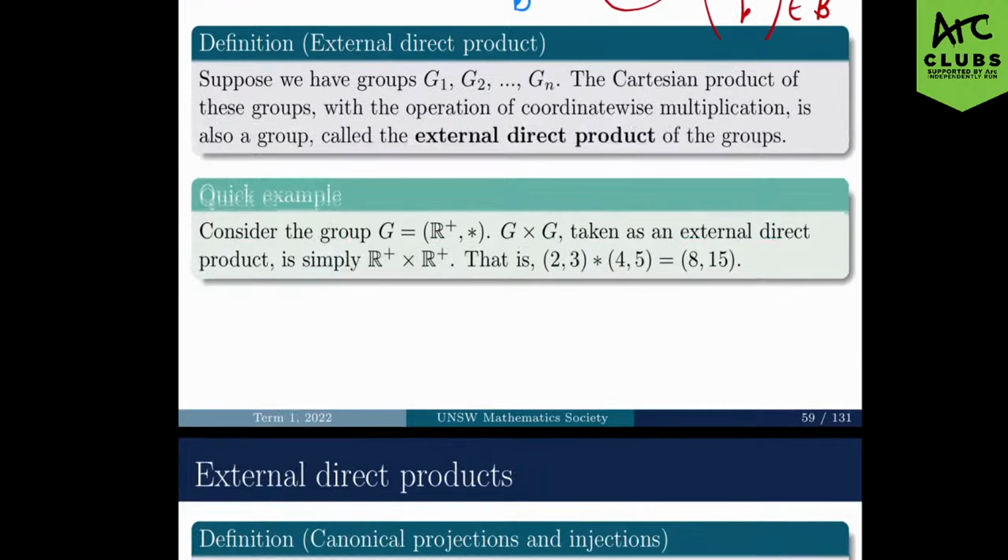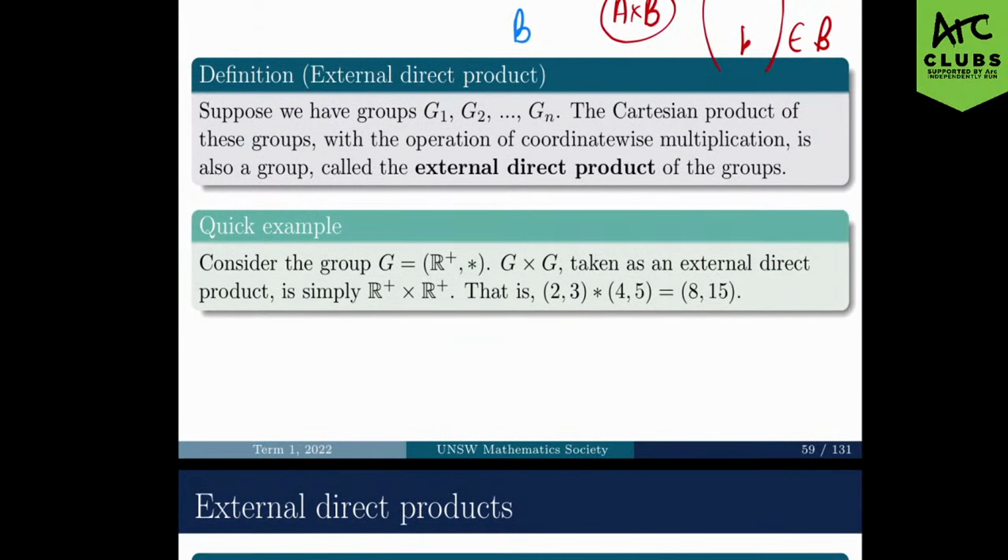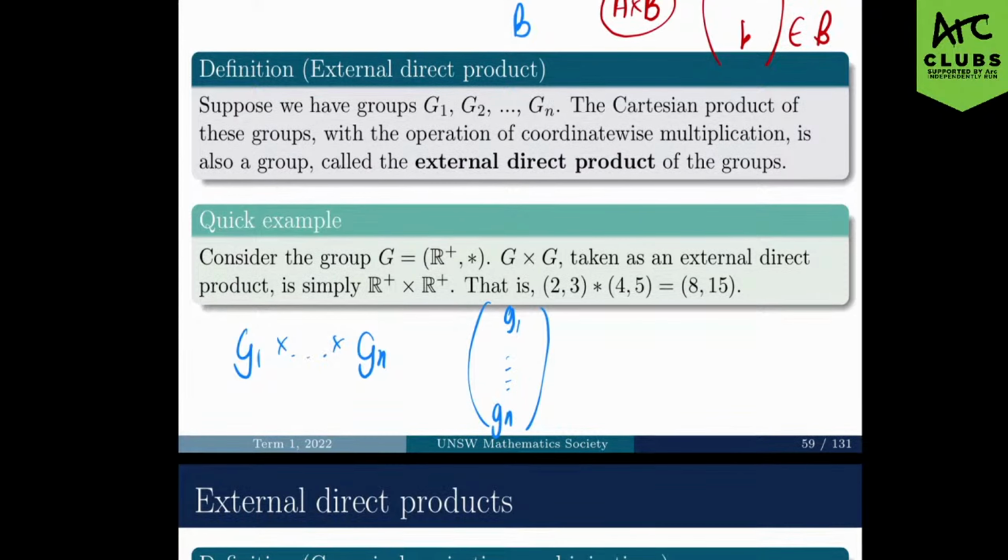It's exactly the same thing with G1 all the way down to Gn. If we have these groups and you take the Cartesian product, then basically what you're doing is you're taking one element from each group. Right, and so this is actually the Cartesian product. But this product is also actually a group itself, right? And so how do we actually define the operation on this group? Because every group needs an operation.